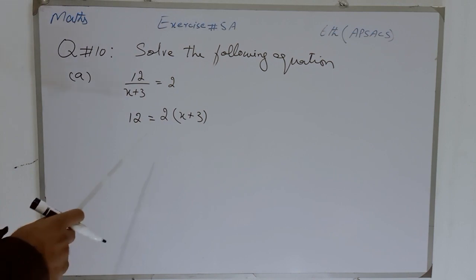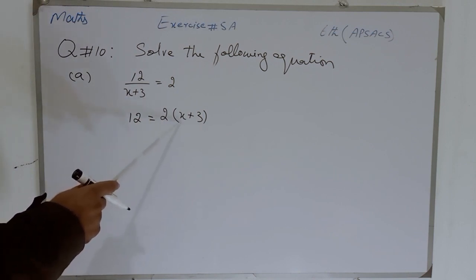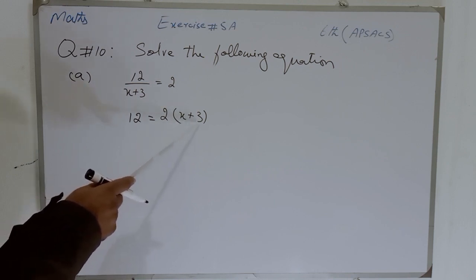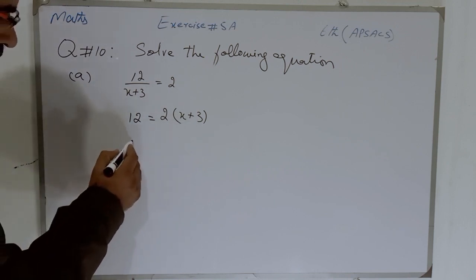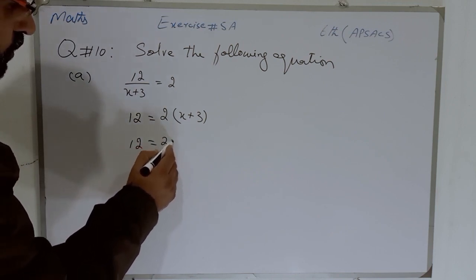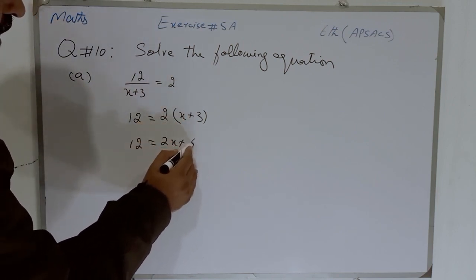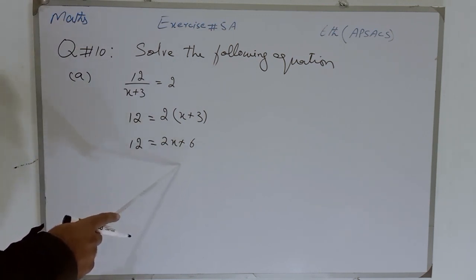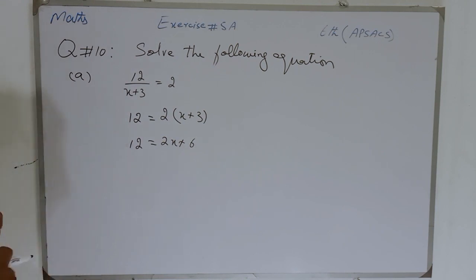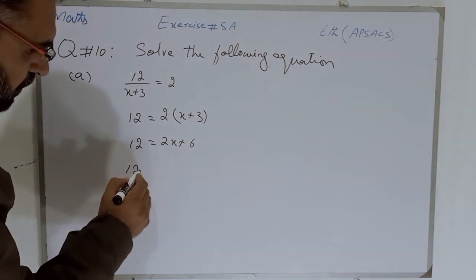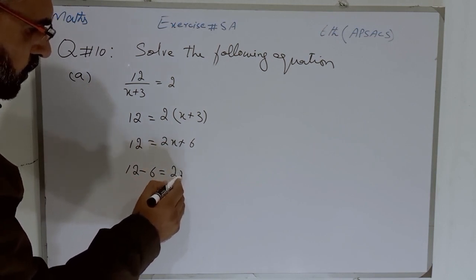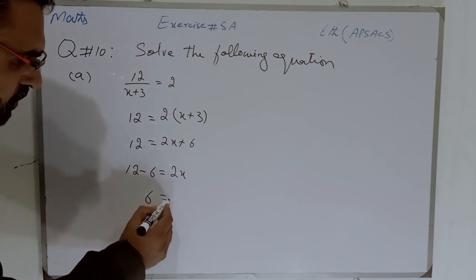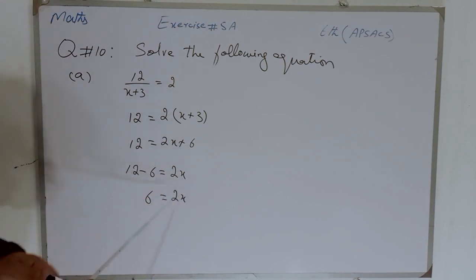Now students, on the right side 2 is multiplying with x and plus 3. So I will multiply 2 with x as well as with 3 and we will get 12 is equal to 2x plus 2 3s are 6. Students, 6 is plus on the right side. When we transfer it to the other side, it will become minus and it will be 12 minus 6 is equal to 2x. 12 minus 6 means 6 is equal to 2x, and 2 is multiplying with x.